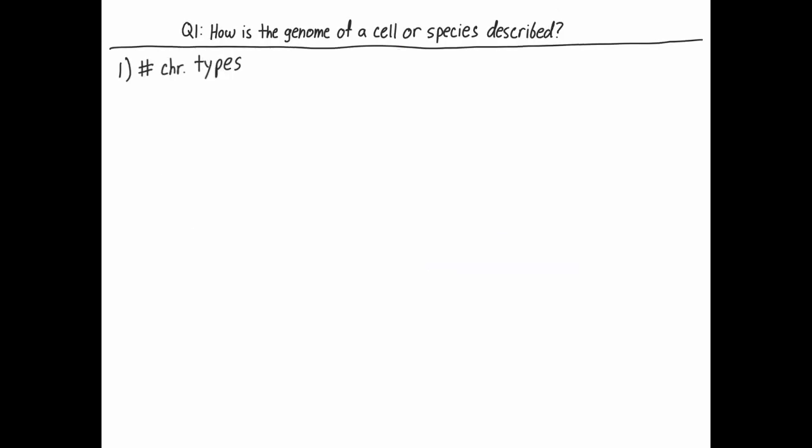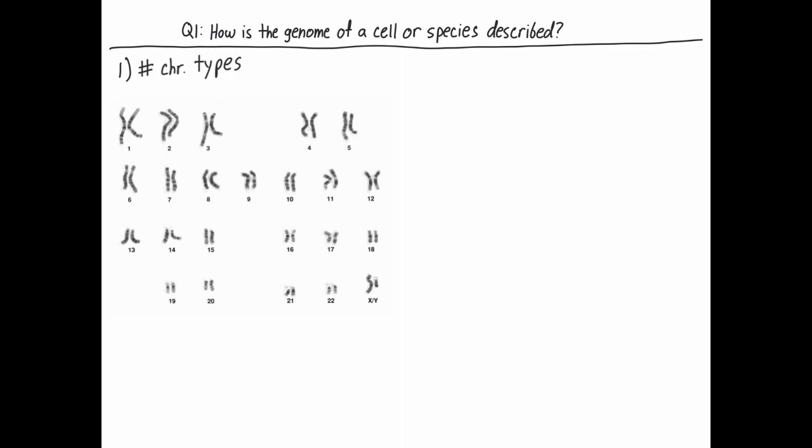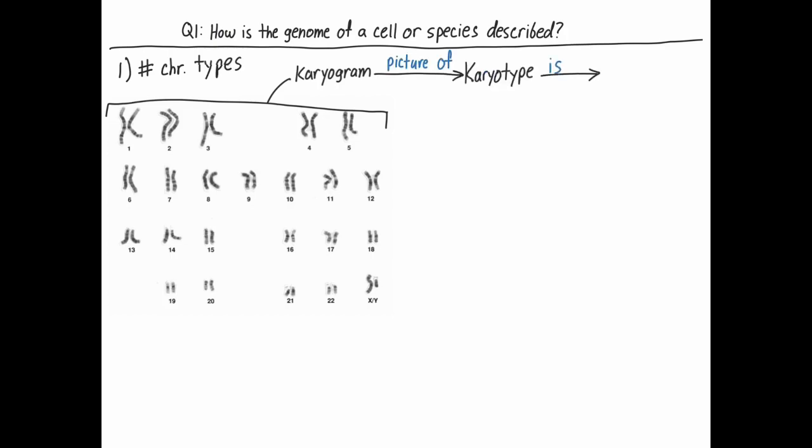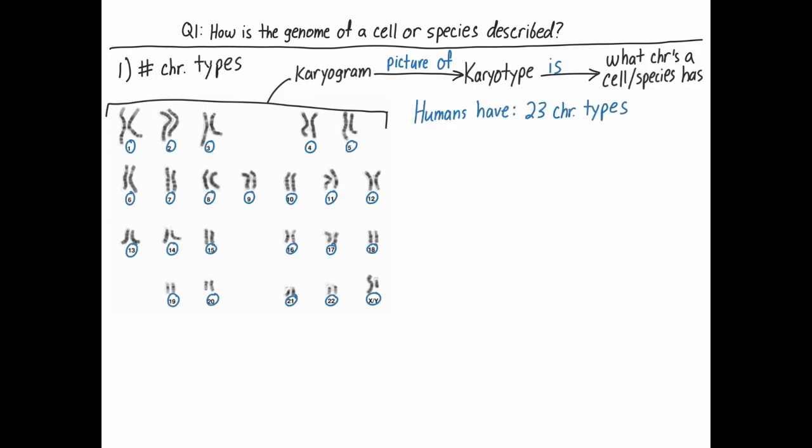The first way we can describe the genome of a species is by how many different types of chromosomes it has. Here's a karyogram of a human male cell. Recall that a karyogram is a picture of a cell's karyotype, or what chromosomes it has. In this human karyogram, we see 23 different types of chromosomes. For example, chromosome 3 is one type of chromosome. Each chromosome type has different genes.